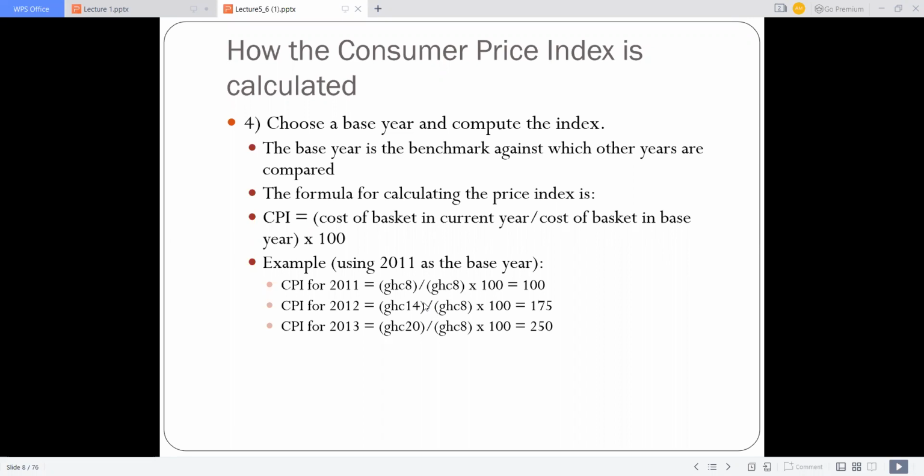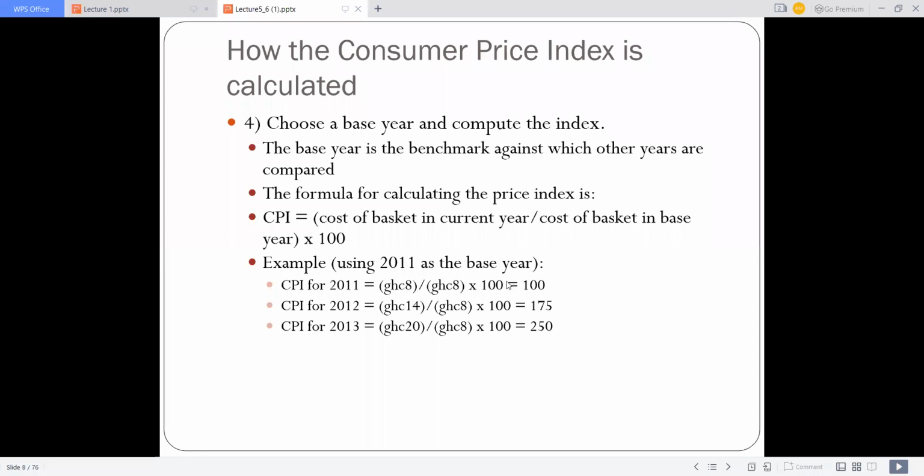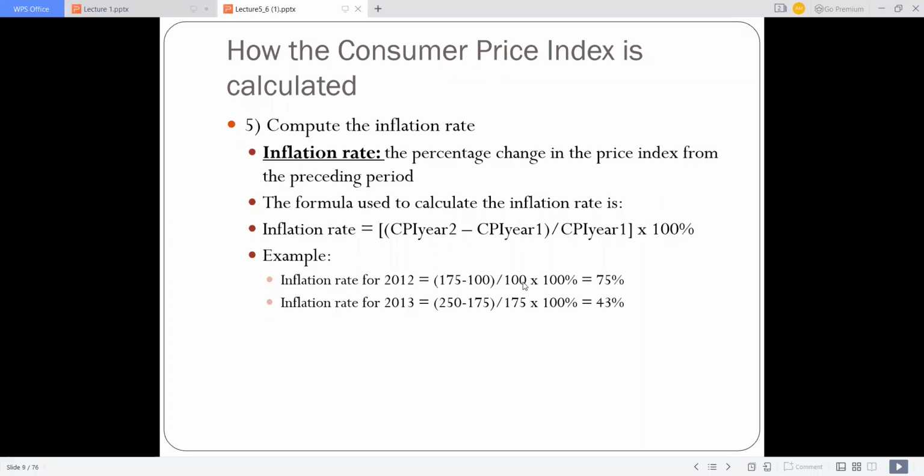They said we should calculate the inflation rate for what? 2012. So what was the CPI for 2012? 175, right? Now have a look here. The CPI for the previous year, the year before 2012, was 100. I don't know if you observed that one too. Let me go back. It was 100, right? Good. So if we want to compute the inflation rate, it is 175 minus the previous year, which is 100, all over the previous year, which is 100, times 100.